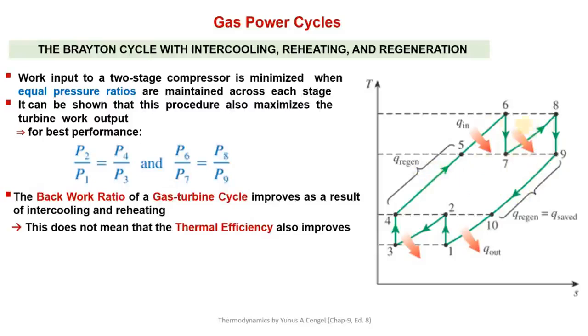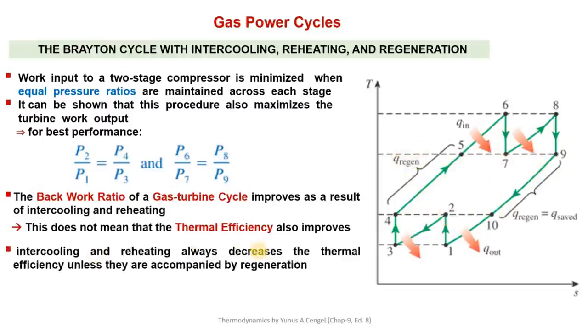Without any regeneration process, all these lines will be very close to each other. This gap which is created here is only due to this Q regenerated. So that's why intercooling and reheating will always decrease the thermal efficiency unless they are accompanied by regeneration. So only intercooling and reheating processes are not enough. The regeneration process should also be there. Only then, with the combination of regeneration, intercooling and reheating, we shall get a definite improvement in thermal efficiency.